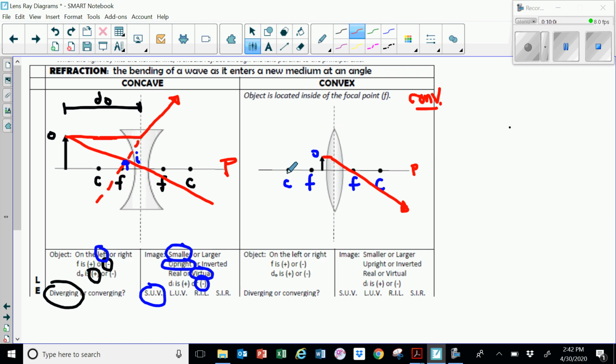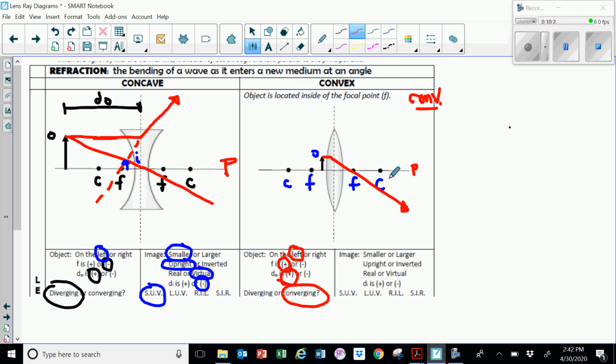Okay? The object, by the way, is on the left. The focal point is positive. It's on the right, on the opposite side from the object. And DO is positive. It's on the left side. This is a converging lens.